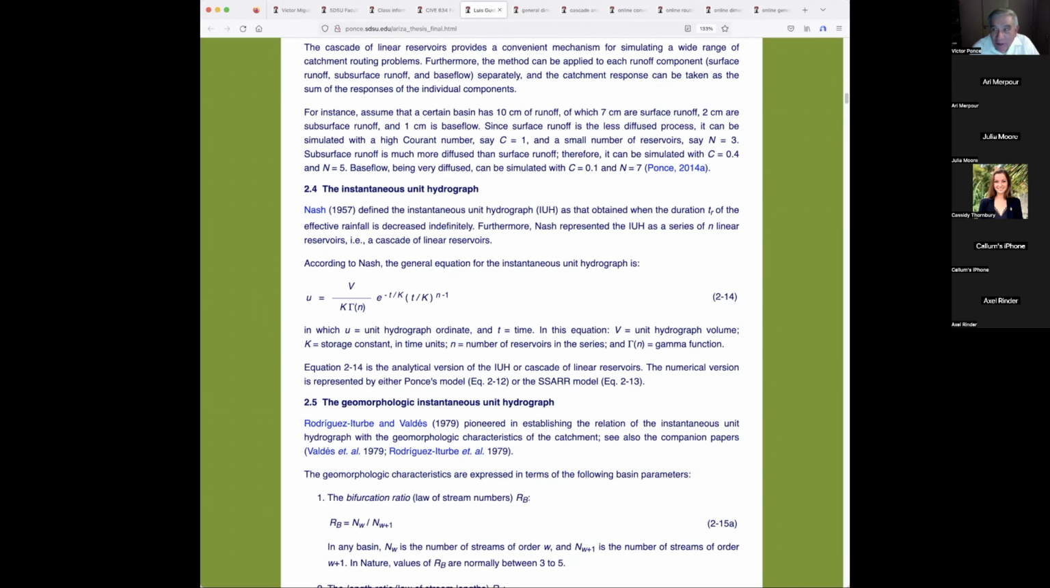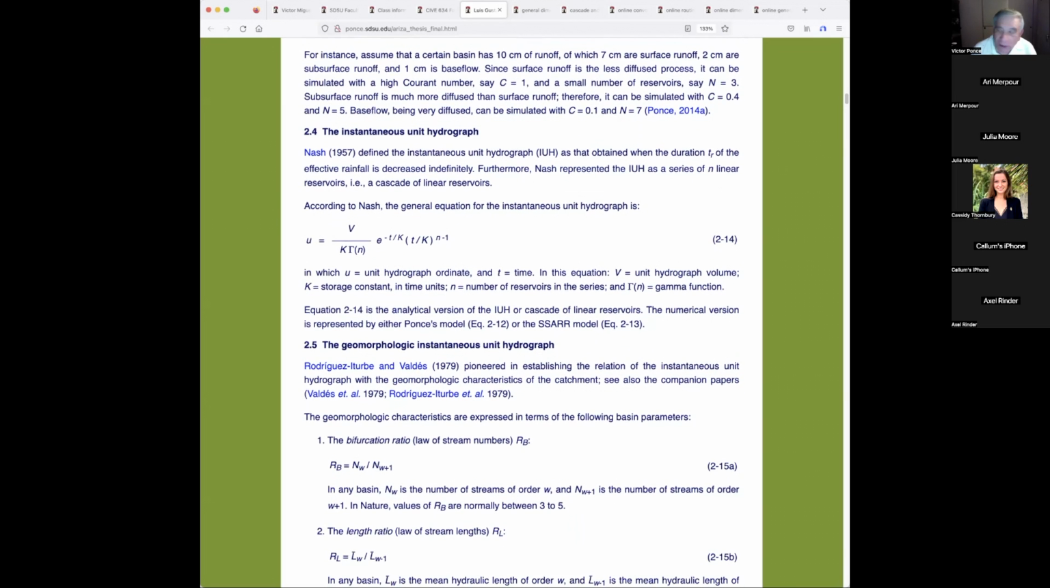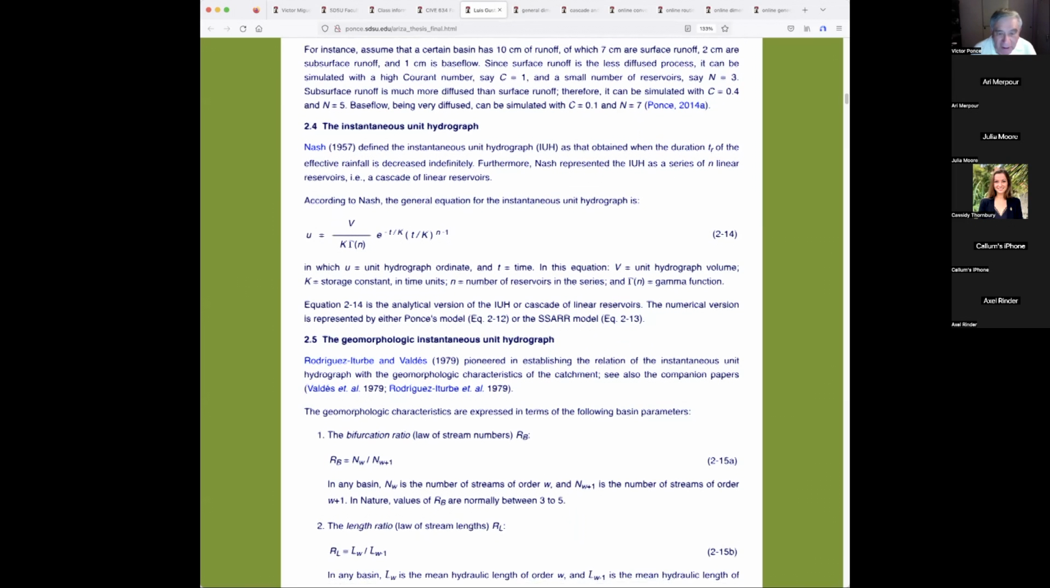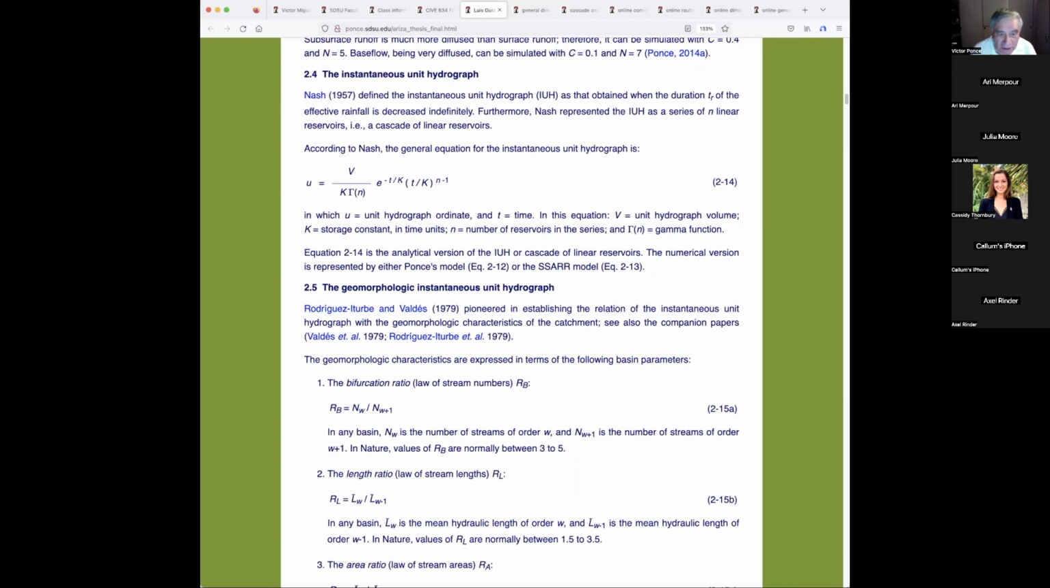Originally due to Nash, by the way. But then it was later pursued by a lot of people, and they gave it a name. They call it a geomorphic instantaneous unit hydrograph. Among them, my colleague, Rodriguez Iturbe, who was originally from Venezuela, but he's in the US now. He's a professor somewhere in the East Coast. Oh, I think he's in Texas right now. Rodriguez Iturbe is about my contemporary, maybe a couple years older or younger. He and other people pioneered this GUIH, for geomorphic instantaneous unit hydrograph.